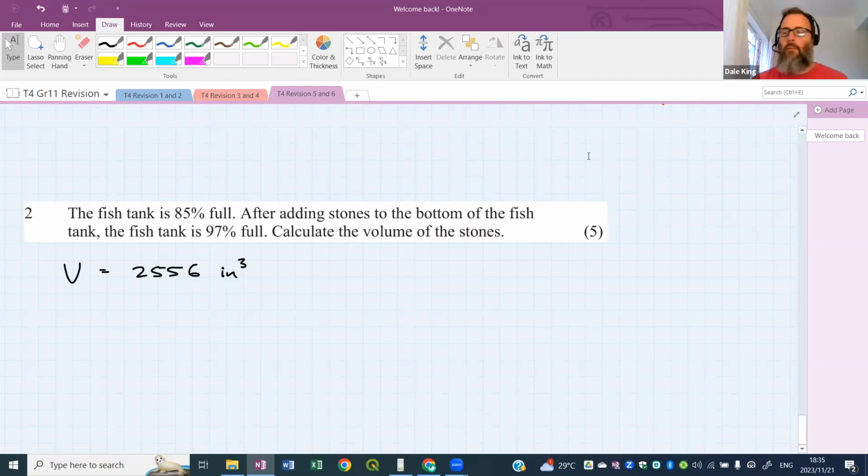Guys, what do we do here? Who's got an idea? We've got the volume of the fish tank. By the way, the fish tank is 85% full. After adding stones, the tank is 97% full. Calculate the volume of the stones.